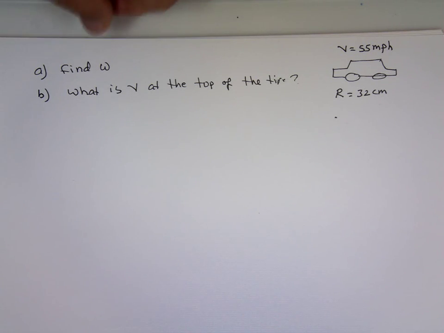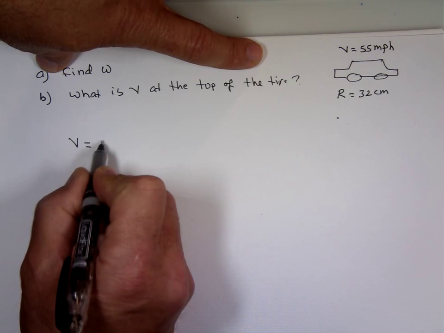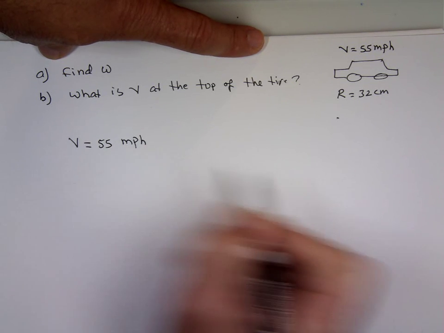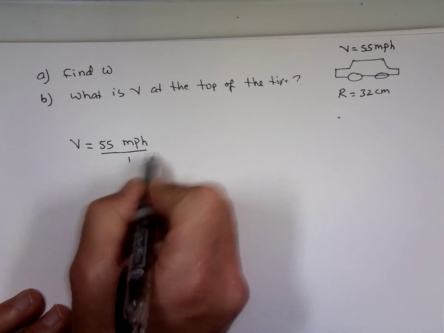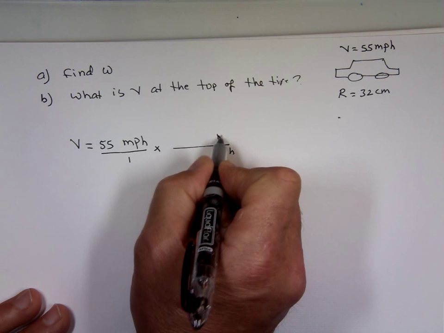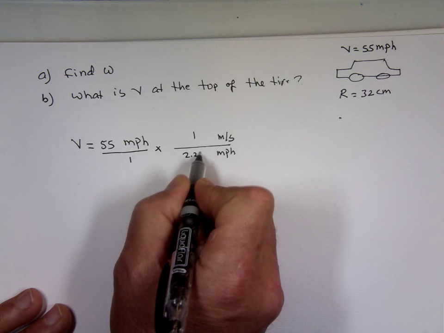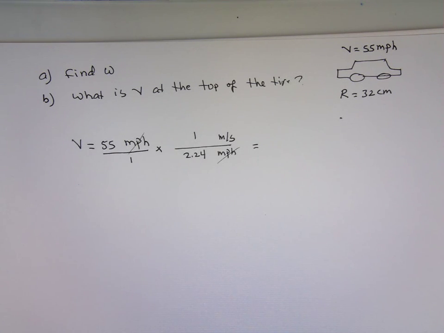Let's look at W. Well, we know the linear velocity, V equals what? 55 miles per hour. I need to convert that to meters per second. One meter per second is what? 2.24 miles per hour? So 55 divided by 2.24, 24.6.